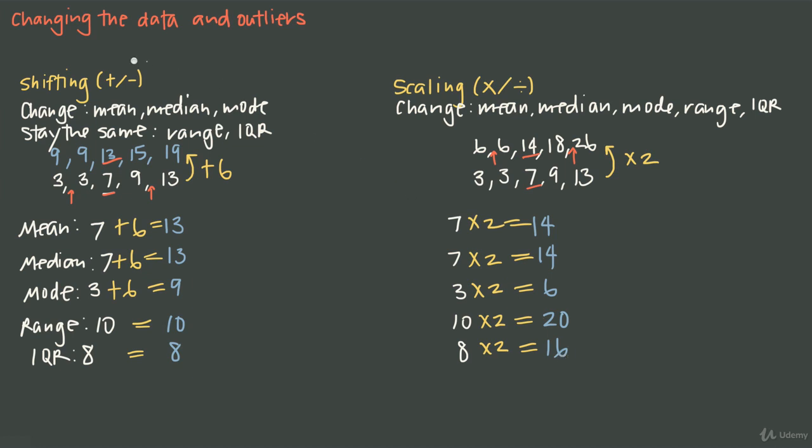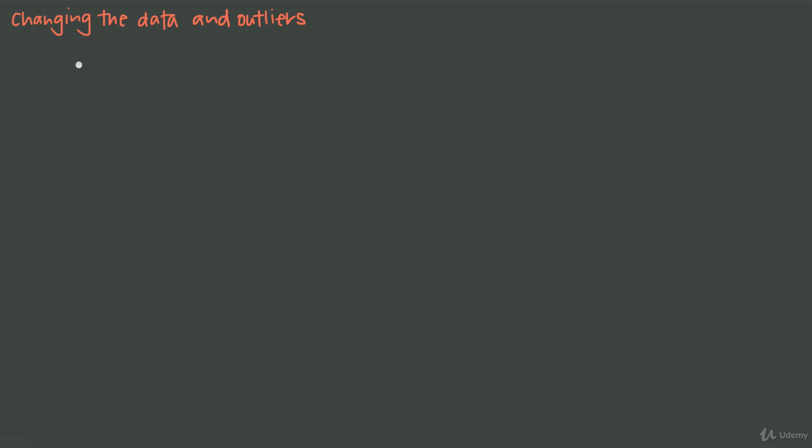So to summarize, we can say that when we shift the data, the mean, median, and mode change, but the range and IQR stay the same. And when we scale the data, meaning multiply or divide, the mean, median, mode, range, and IQR all change.